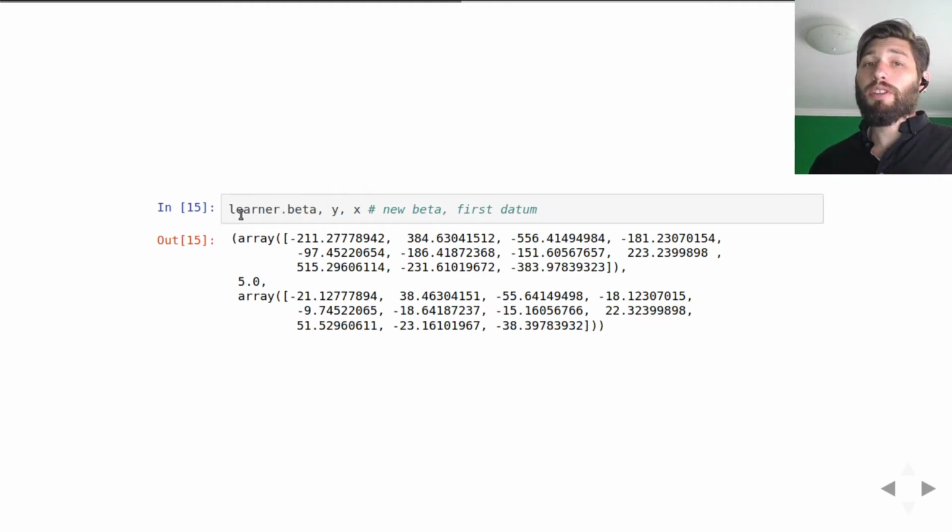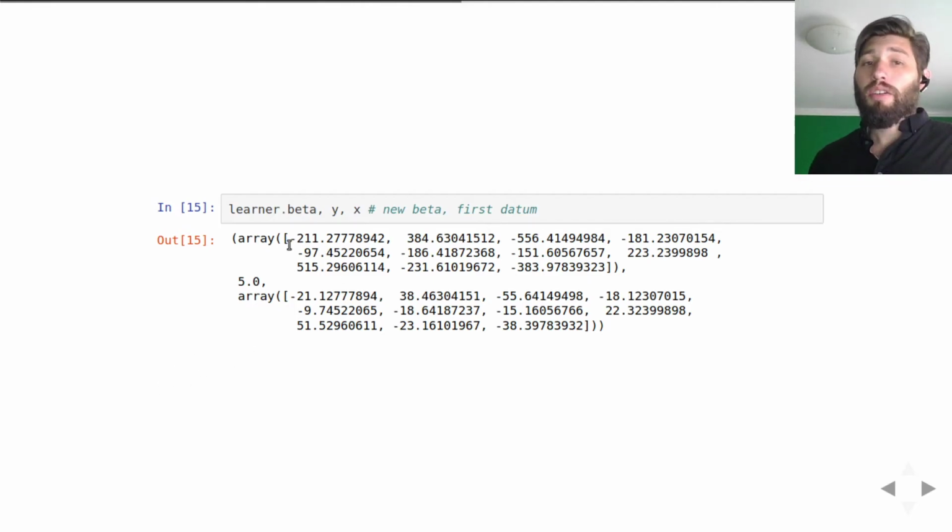Okay, so learner.beta, if we look at the new beta, it's this, right? And this actually shouldn't be too strange. It started off as 0. So now it's minus 211.27. This should look familiar. It's 10 times this first x coordinate, right? And this is 10 times the second x coordinate. So we're just moving in the direction of the x coordinate.